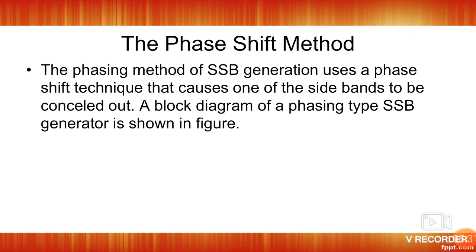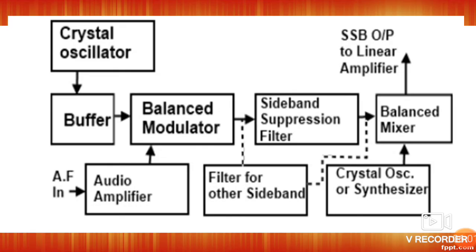The second type of SSB generation is by using the phase shift method. It uses a phase shift technique that causes one sideband to be cancelled. Here there is no need of filtering, compared with the previous filtering method. The phase shift method is somewhat better because the design of a filter is not needed.